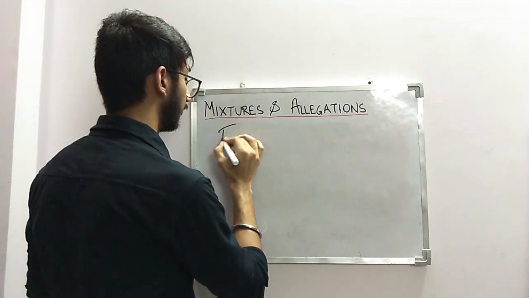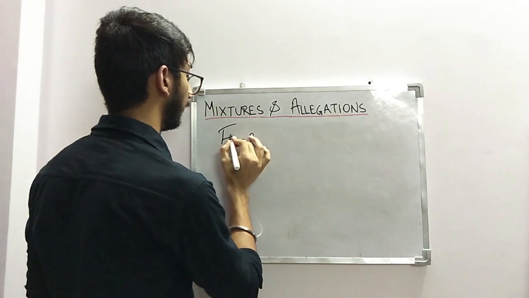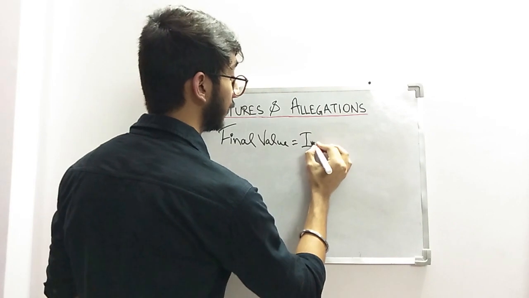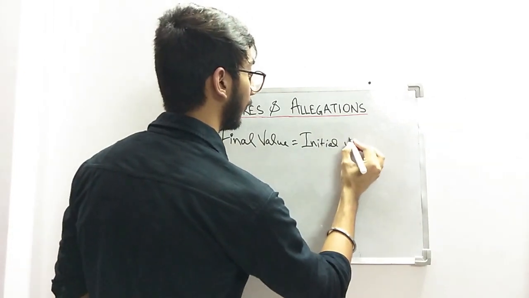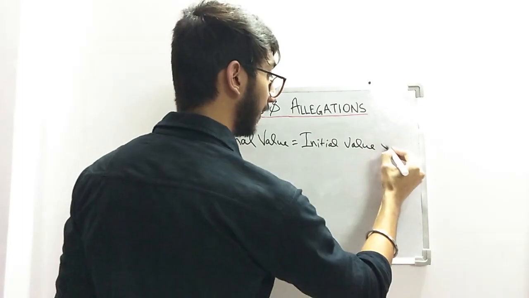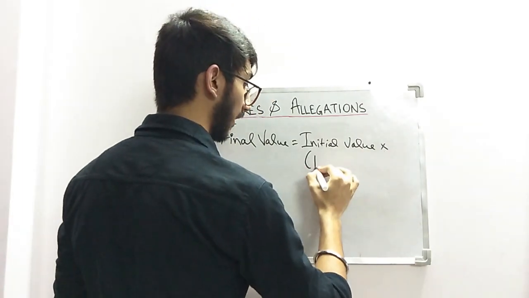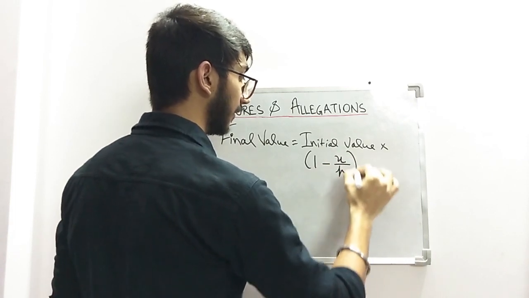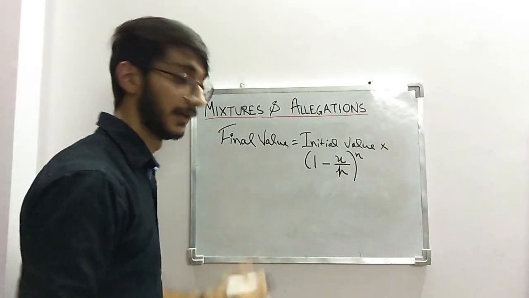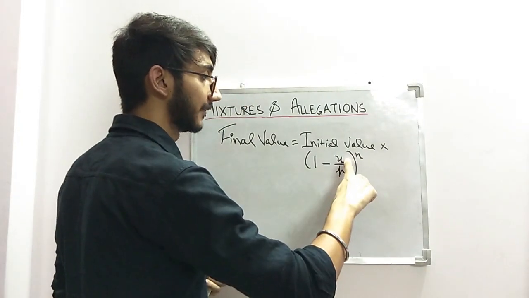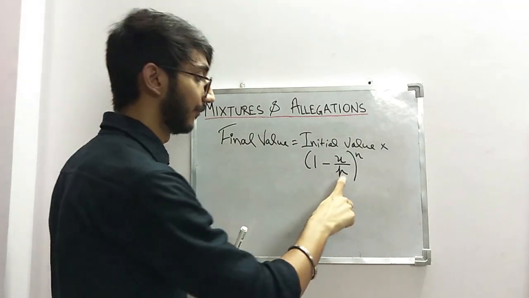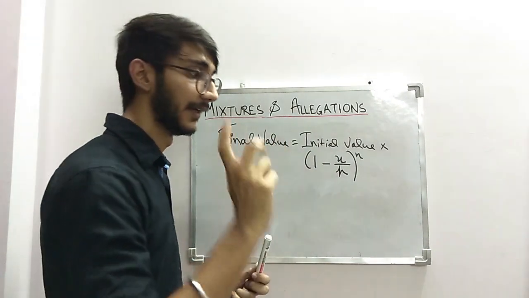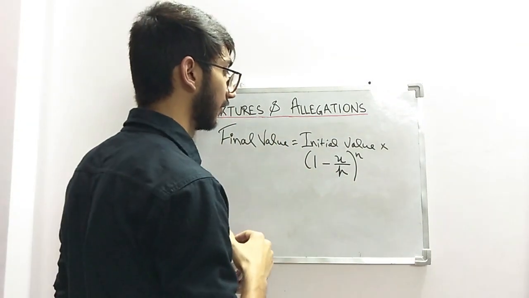So you just use the formula of final value equals to initial value multiplied by (1 minus x upon p) raised to power n. Now what is x? X is the amount that you are replacing. P is my total quantity and n is my number of processes, right? So I'll just explain it with an example.